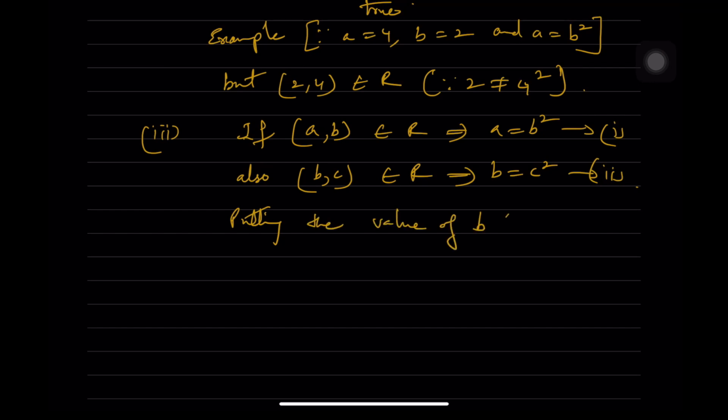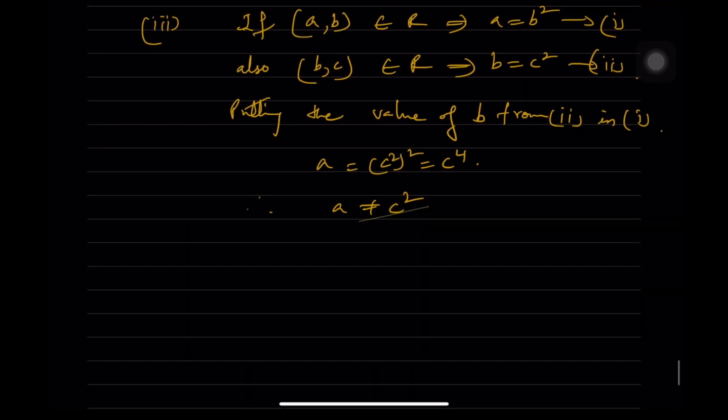Now putting the value of B from 2 in 1, what do we get? A is equal to B square, means it's equal to C square whole square, isn't it? So it becomes C to the power of 4. Therefore A is not equal to C square, because it should be equal to C square, then only we can tell that AC will belong to R, but here it is not equal to C square. So therefore it does not belong to R.